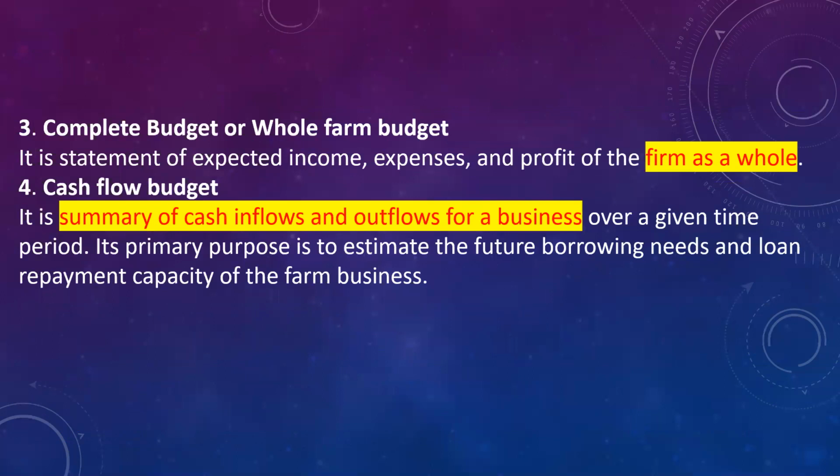The third type of farm budget is the complete budget or whole farm budget. It is related to expected income, expenses and profit of the whole farm. That is the whole farm budget. And the cash flow budget is a summary of cash inflows and outflows of the business. Cash inflow is whatever we are earning and cash outflow is whatever we are paying. The summary of that is called the cash flow budget.